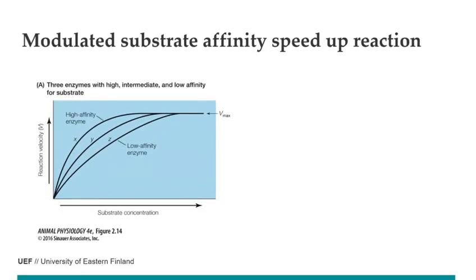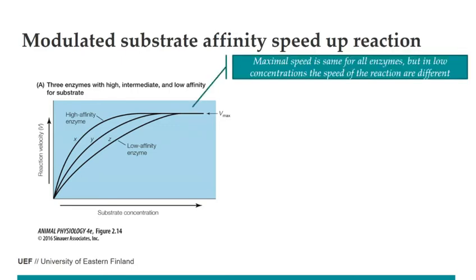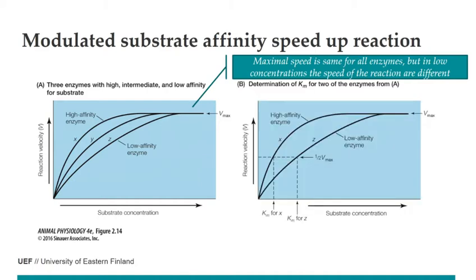Well, how then can some reactions be fast or slow? Usually it's affecting the substrate affinity. So enzymes can have the same maximum speed, but if the affinity is different, then when we have a very small amount of substrate available and increase it a little bit, a high affinity enzyme will be much faster than a low affinity one.